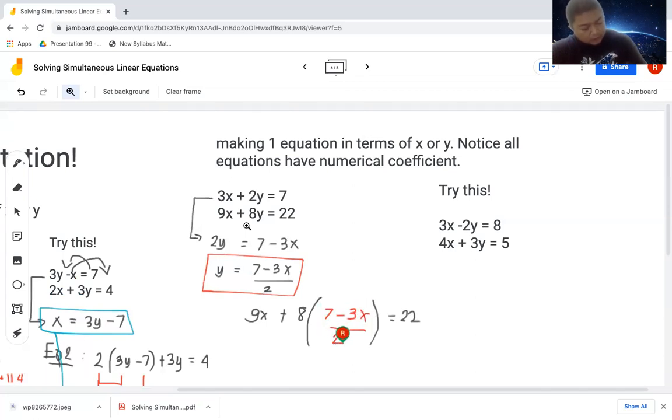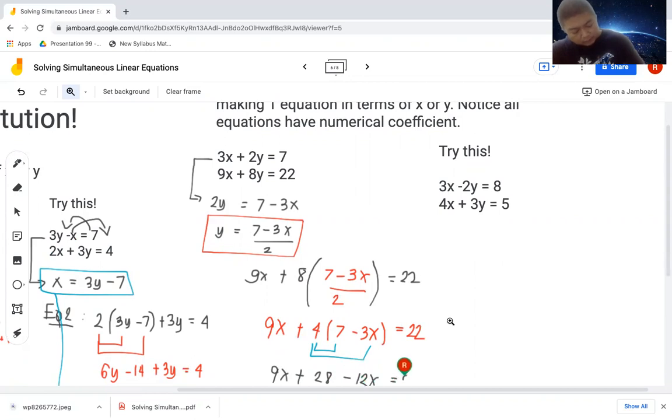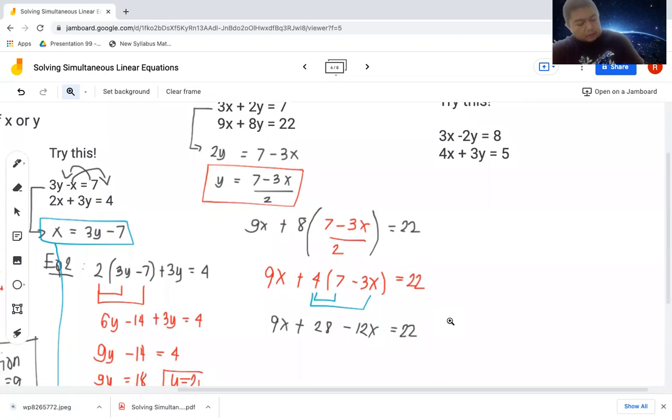So this would mean that we can automatically cancel out this particular value. And as soon as we cancel out this value, we end up with this particular calculation. So this one will be 9x plus 4 times 7 minus 3x is equivalent to 22. Okay, so again, you're going to distribute these values here, which would give us 9x plus 28 minus 12x is equivalent to 22. All right. So from here, this is going to give us negative 3x is equivalent to 22 minus 28. So we know now that negative 3x is equivalent to negative 6, and cancel out the negative sign and solve for the value of x as equivalent to 2.